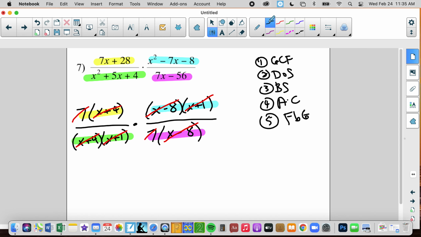Is my answer 0? Is my answer 1? Is my answer no answer, no solution? The answer is 1, because everything canceled. 7 over 7 is 1. X plus 4 over x plus 4 is 1. X plus 1 over x plus 1 is 1. X minus 8 over x minus 8 is equal to 1. So 1 times 1 times 1 gives us a value of 1.